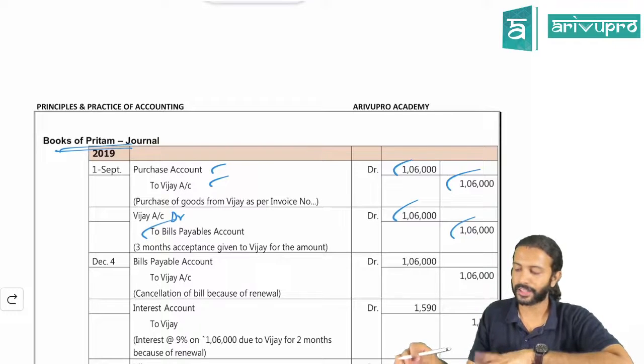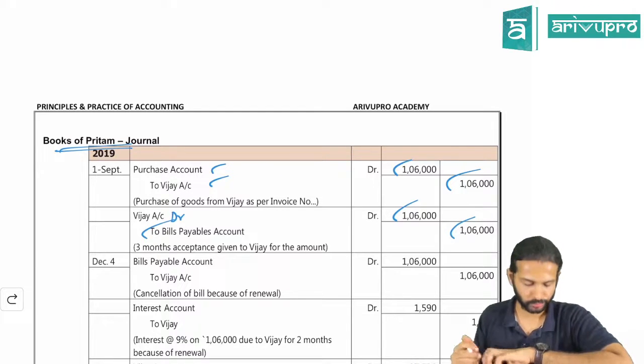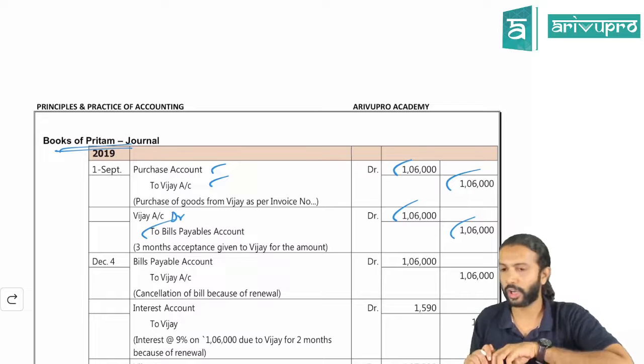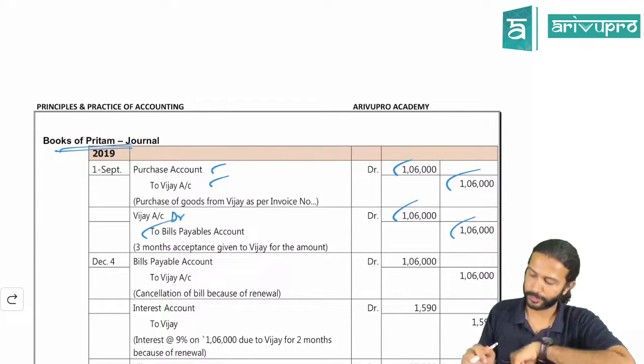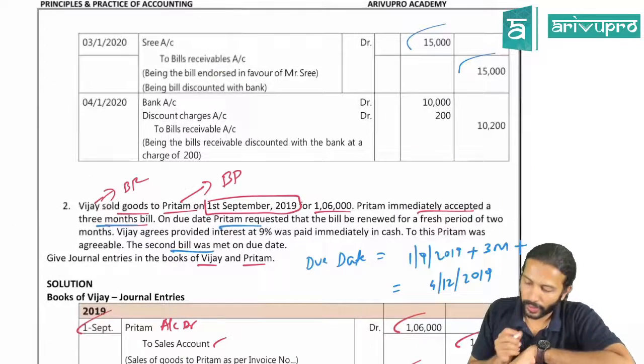Okay, so first two entries, anybody having any sort of issues? First two entries, any issues? No, please respond. Alright, next, what happened?